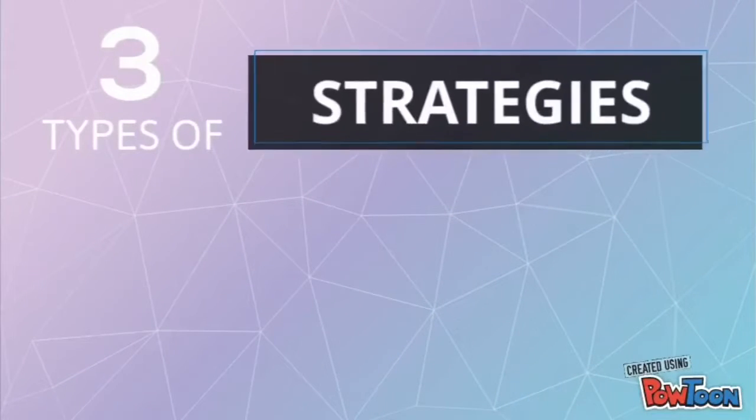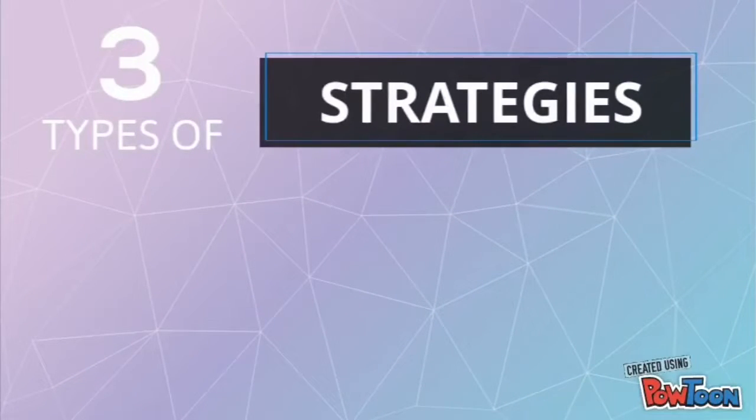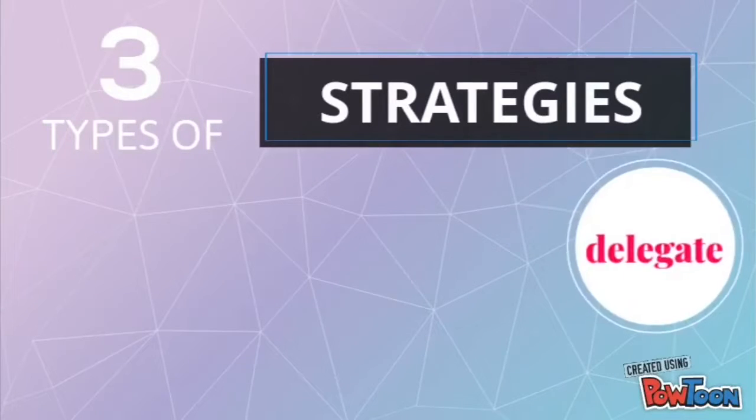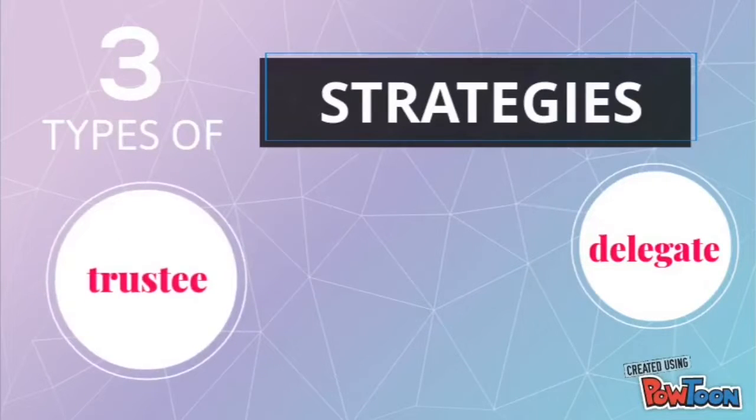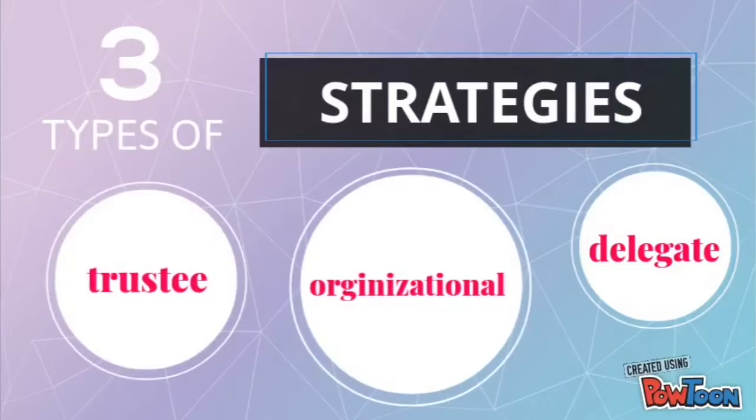There are 3 types of representational strategies. There's 1, delegate or representational, where representatives follow the wishes of their constituents. 2, trustee or attitudinal, where they use their own judgment. Or 3, organizational, where the representative follows their party view.